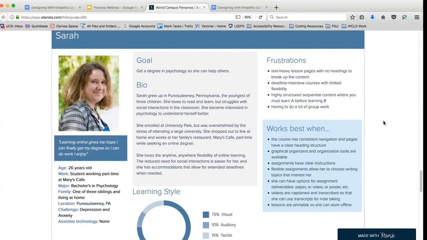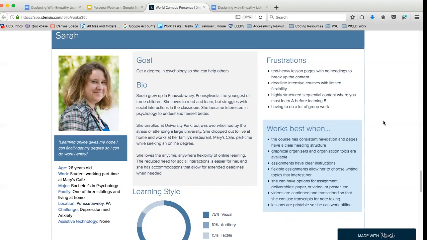And unlike all of our other personas, Sarah doesn't use any sort of assistive technology. But we just wanted to point out that someone who might have depression or anxiety can still benefit from a lot of these design decisions, like pages that have a lot of text and aren't broken up by headings. Course structures that have very limited flexibility, where she has to do step A before she can proceed to step B. And also when she has to do a lot of group work and doesn't have a lot of choices in how she wants to tackle an assignment or choose a deliverable.